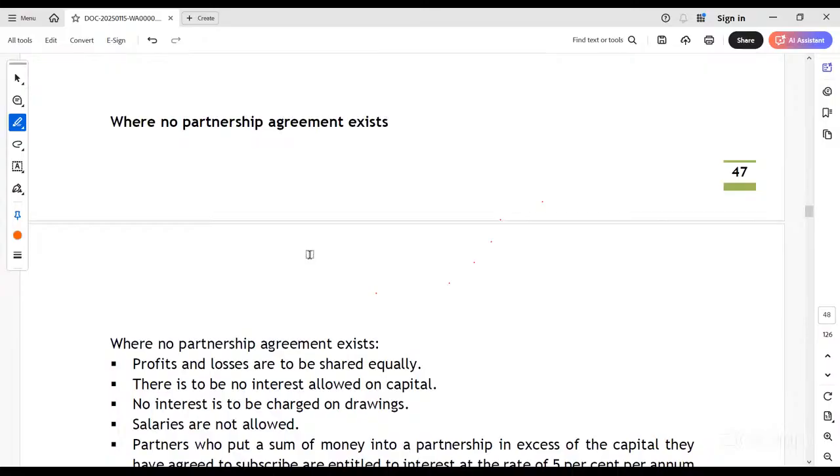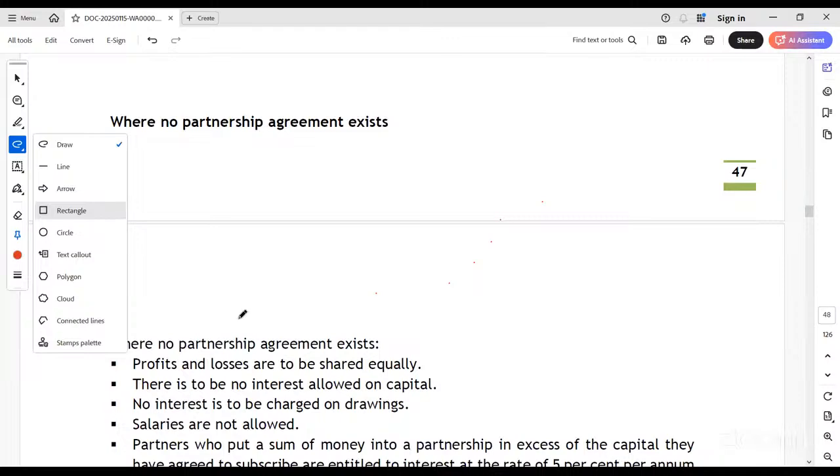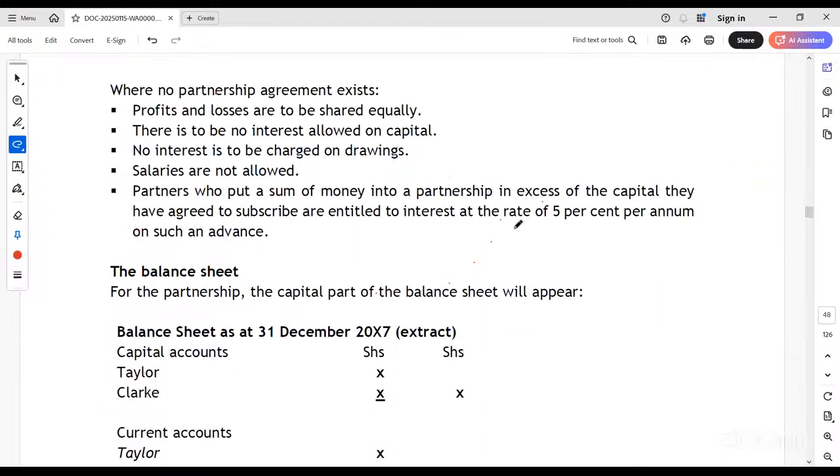Now, what happens if there is no partnership agreement? Where no partnership agreement exists, this is what happens. First of all, profits and losses are to be shared equally. So if you don't have any agreement, then we are to share profits and losses equally. There will be no interest allowed on capital.